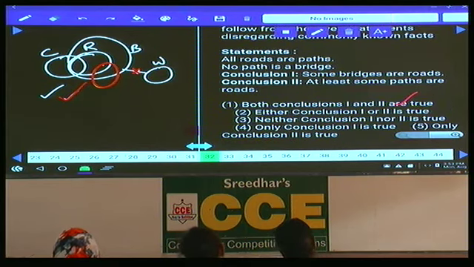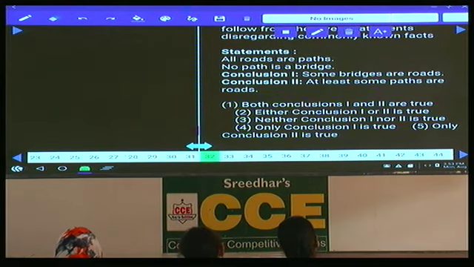31st it is choice 2. Then question number 32. Now in this question number 32, all roads are path.